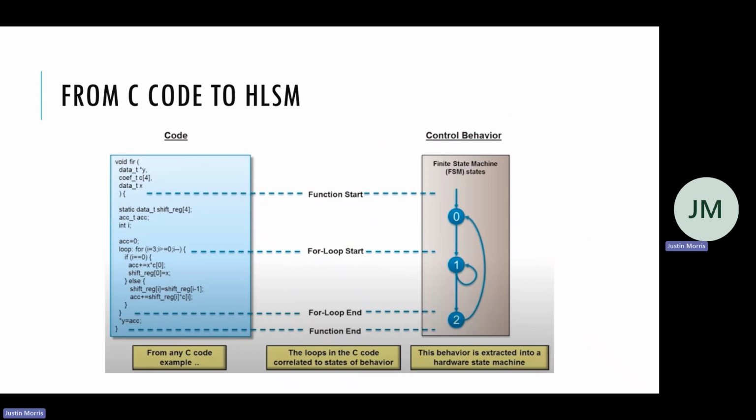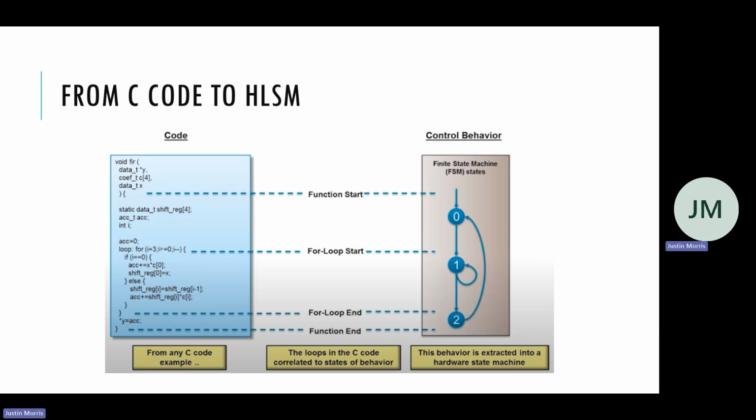But the basic functionality is, like we already talked about, going from C code to high-level state machine, right? That's the first process that the HLS code does. And then once it has this diagram representation of what the code is doing, then it can automatically generate the code for that high-level state machine.